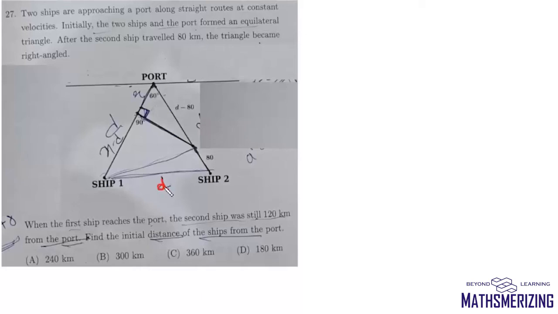Now this is D. When the second ship has moved 80 kilometers, it becomes a right angle triangle. Now this distance is D minus 80, and this angle is 60. So this side will be simply D minus 80 cos 60, which is D minus 80 by 2. Now this entire length is D because it is an equilateral triangle. So this length will be D minus D minus 80 by 2, which is D plus 80 by 2.